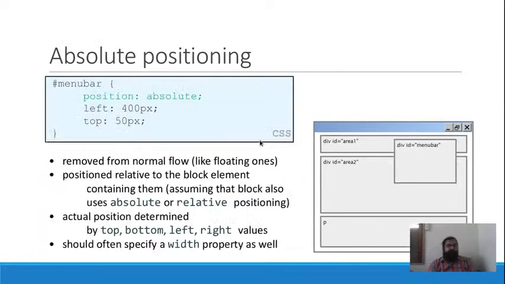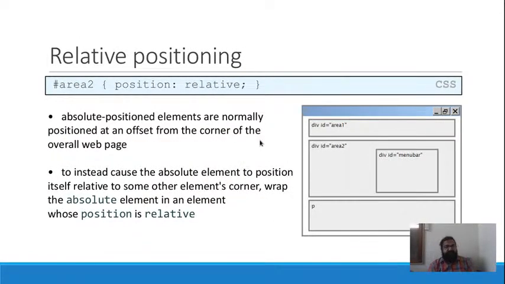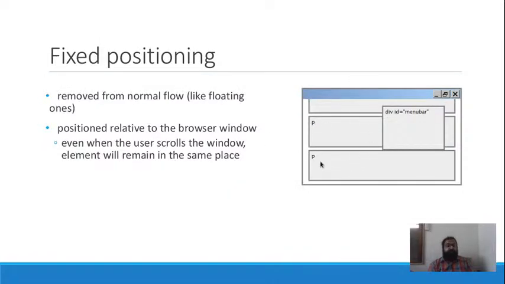So you have absolute positioning, you have relative positioning, and you have fixed positioning. Just like the floating ones, we have removed this fixed positioning element as well from the normal flow of the document. So this is positioned relative to the browser's window. Even when the user scrolls the window, the element will remain in the same place. So this is fixed positioning.